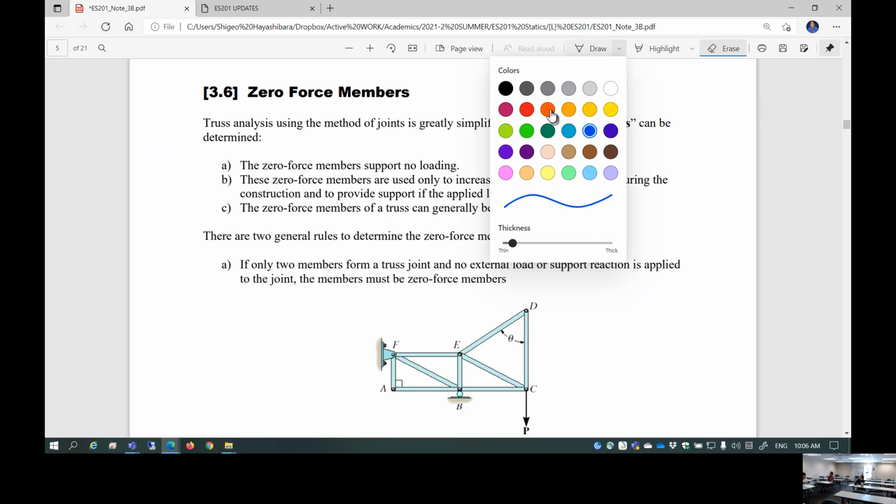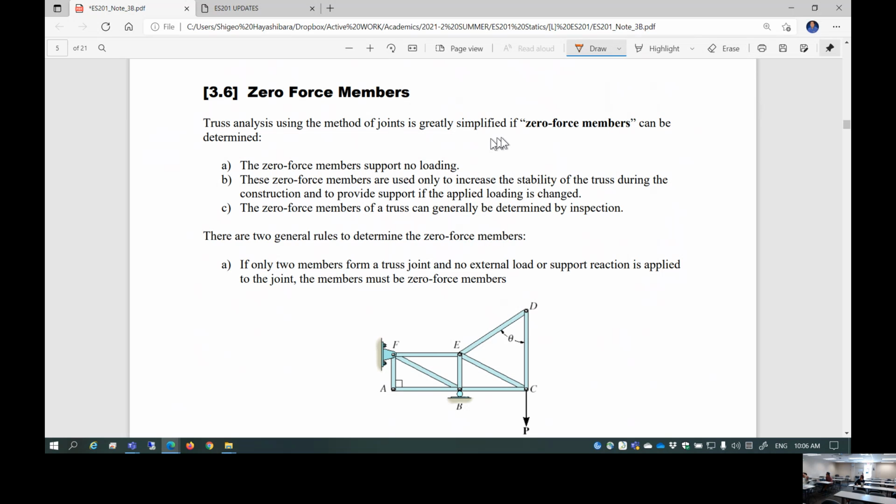This is quite important. You have to start with recognizing zero force members, because some of the members are not really necessary for this truss structure. So what are the zero force members? Zero force members support no loading. These zero force members are used only to increase the stability of the truss during the construction and to provide support if the applied loading is changed. The zero force members of a truss can generally be determined by inspection. Quite important. You have to determine by looking at it.